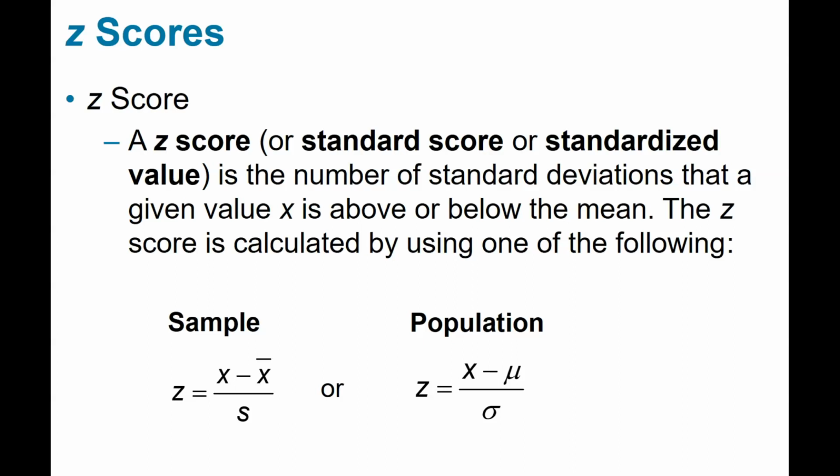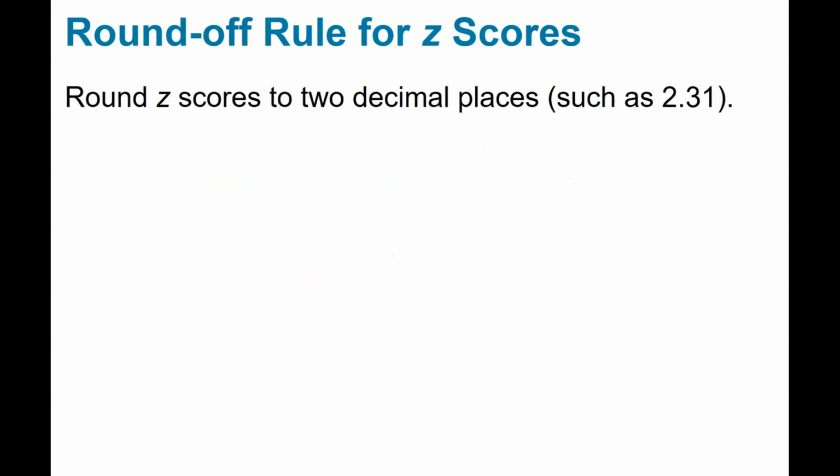A z-score, also called standard score or standardized value, is the number of standard deviations that a given value x is above or below the mean. The z-score is calculated by using one of the following formulas. Z-score for the sample is x, the value in the sample, minus sample mean divided by sample standard deviation. Population z-score is equal to x, the data value, minus population mean divided by population standard deviation. Z-score is rounded to 2 decimal places.